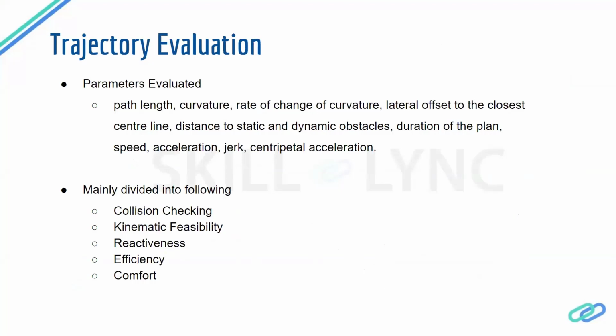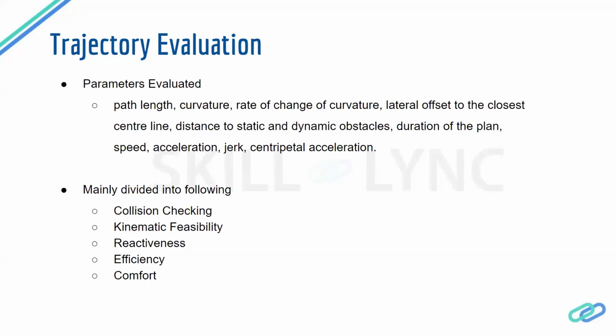So how is the best trajectory evaluated? These are evaluated on things like path length, how far is it? What is the curvature, as you don't want to drive through two sharp curves, and the rate of change of curvature, and the lateral offset to the closest center line. When we are driving the vehicle on the road, it should be close to the center line, but not between the lanes or something like that. And if there are obstacles in front of us or beside us, we should maintain a certain distance to these obstacles.